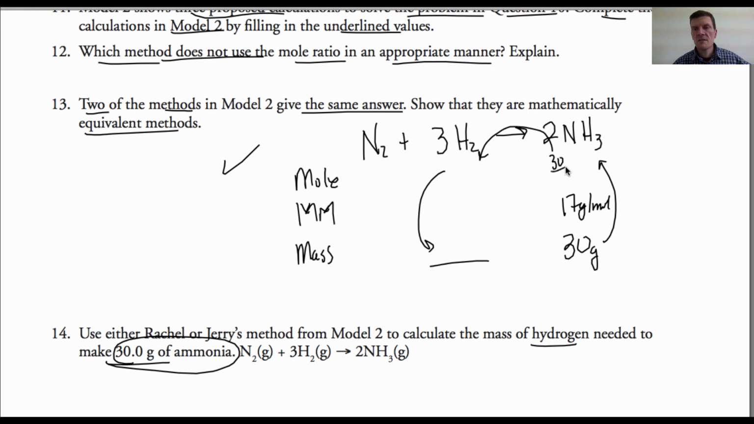30 divided by 17. Then I'm going to multiply by my ratio. This time I'm going to hydrogen coming from ammonia. So I'm going to multiply by 3/2. So 30 17ths, I'm going to multiply by my mole ratio of 3/2. And then I'm going to multiply by the molar mass of hydrogen, which is 2 grams per mole. And so it's going to be 30 17ths times the mole ratio, and then I'm going to multiply by 2.